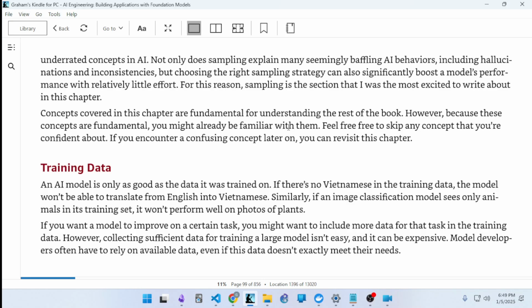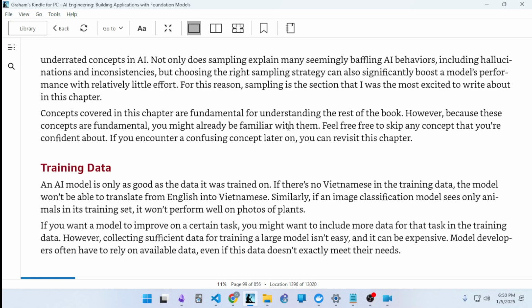Concepts covered in this chapter are fundamental for understanding the rest of this book. However, because these concepts are fundamental, you might already be familiar with them. Feel free to skip any concept that you're confident about. If you encounter a confusing concept later on, you can revisit this chapter.